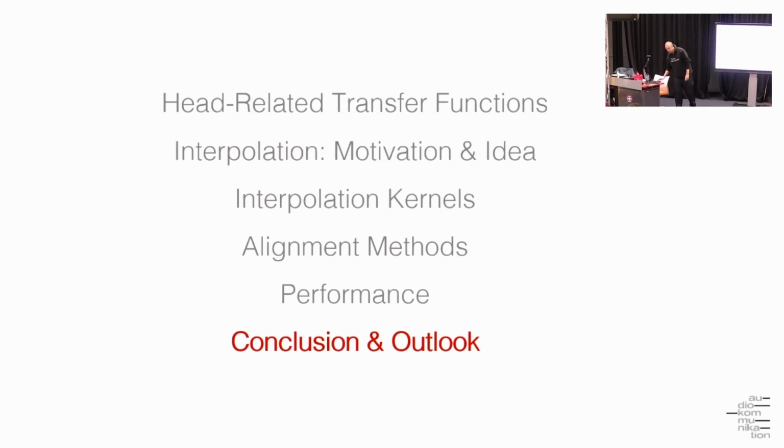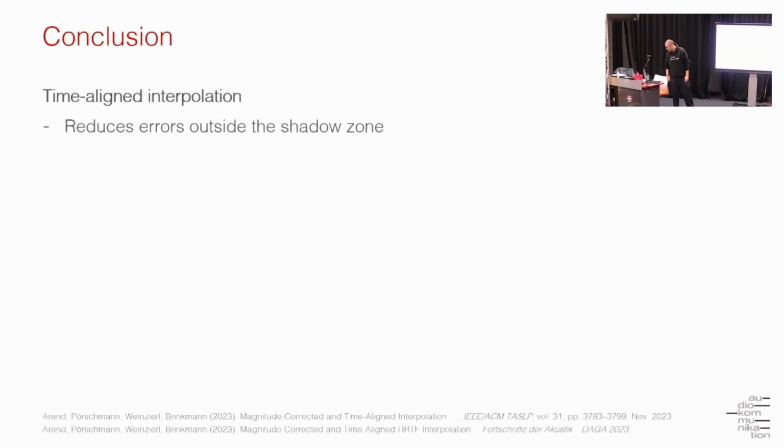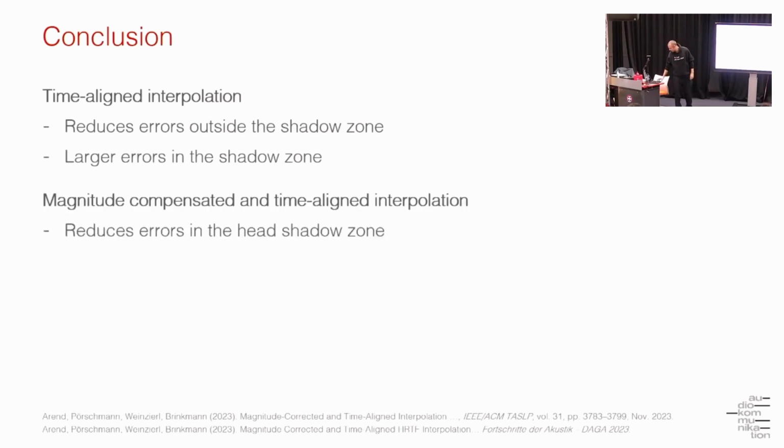So it's been a lot of me talking. If you didn't remember anything or everything, this is what I think is most important. If we're using time-aligned interpolation, we can reduce interpolation errors outside the head shadow zone. Inside the head shadow zone, larger interpolation errors may remain. If we're adding magnitude compensation to the equation, we can further reduce these errors inside the head shadow zone.